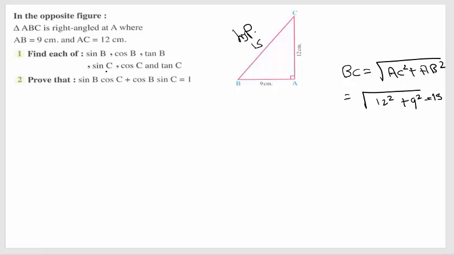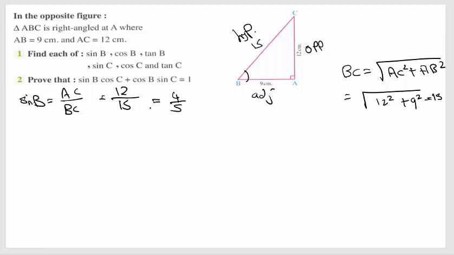Here he is asking me about sine B, cosine B, tan B, and sine C, cosine C, tan C. I will work for B in the black pen, so this is the opposite, and here it's the adjacent. So sine B, which is opposite over hypotenuse, means AC over BC, which is 12 over 15, and I will write it in its simplest form, 4 over 5.